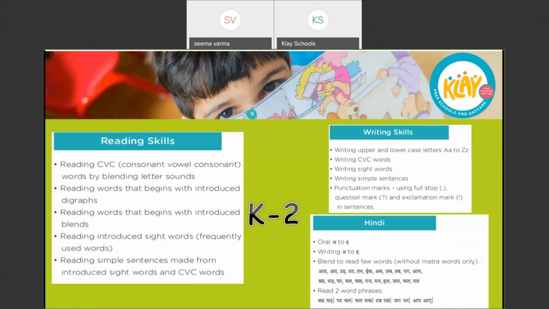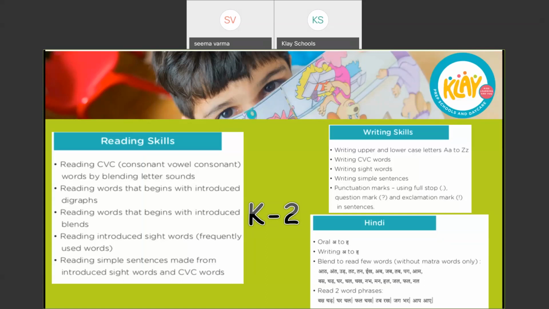Hindi is again something that we introduce in K2. So oral Hindi from the whole Varnamala, and blend to read a few words without matra. So there is no matra. And words like ab, tat, ink, two-word phrases, but bus, chal, ghar, chal, no matra. And they are also writing akshar only. And of course, the foundation for the Hindi language is also being built through stories and conversations. So these are some of the things that children are doing.